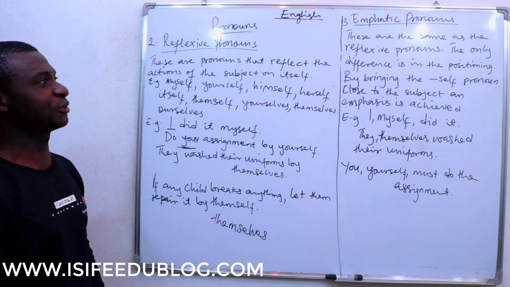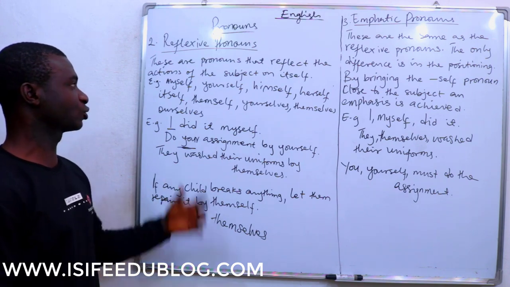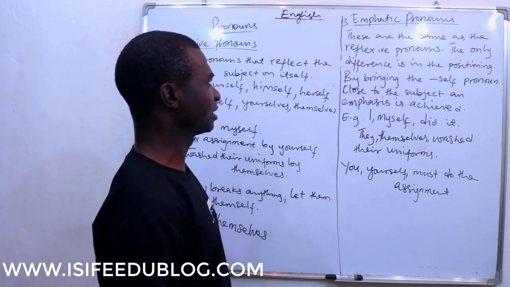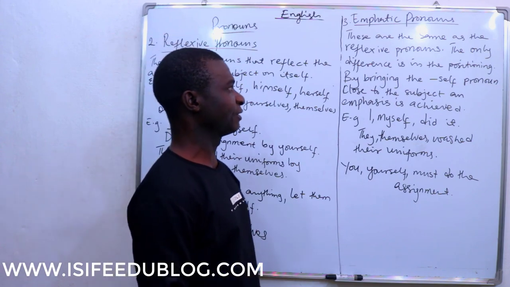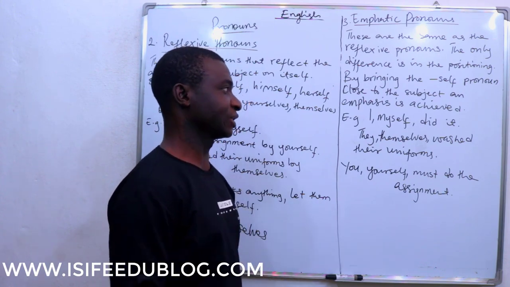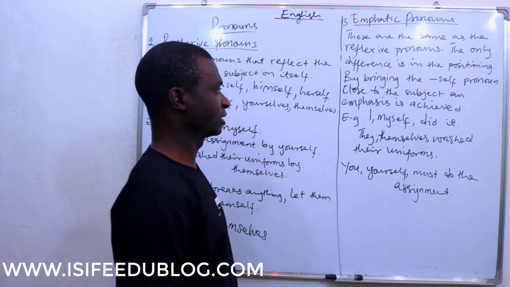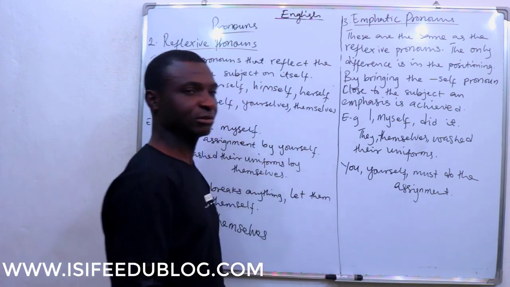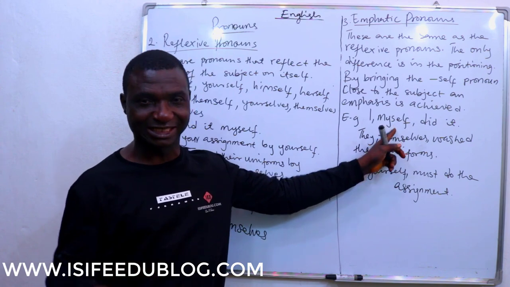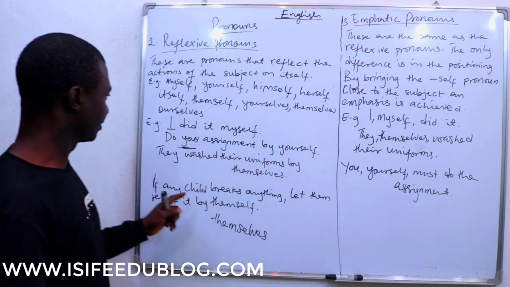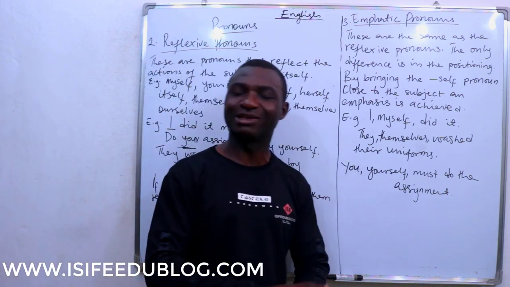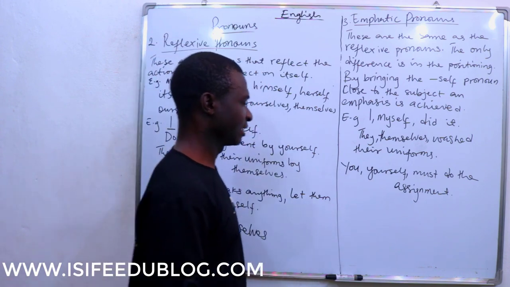We go to emphatic pronouns. Like I said earlier, these two pronouns are the same in words but different in position. These are the same as the reflexive pronouns. The only difference is in the positioning. By bringing the self pronoun close to the subject, an emphasis is achieved. Alright? That's just it. So, I myself did it. Emphatic pronoun. Emphasis, that is just it. Here, I did it myself. You were not emphatic. I myself did it. Naturally, you will be emphasizing that fact.